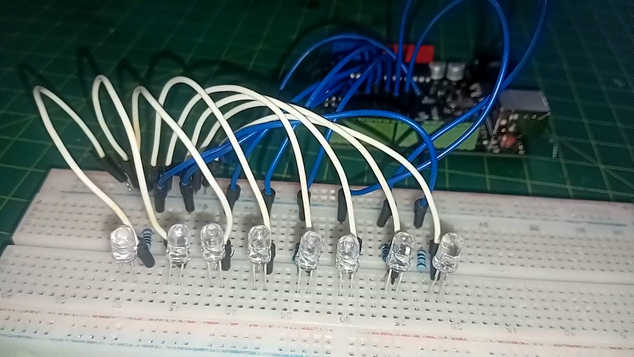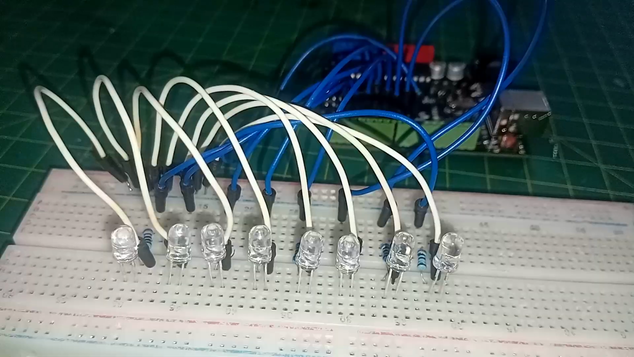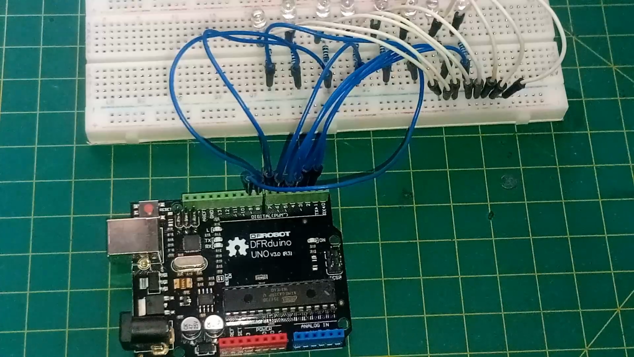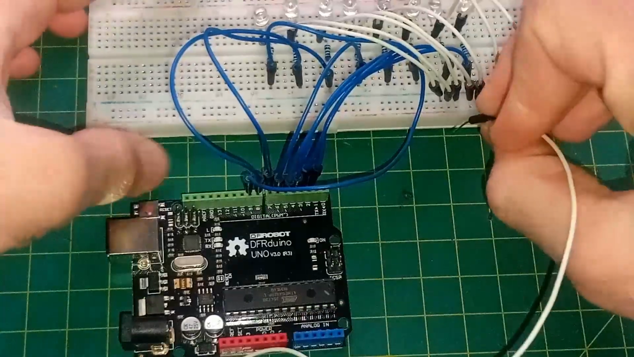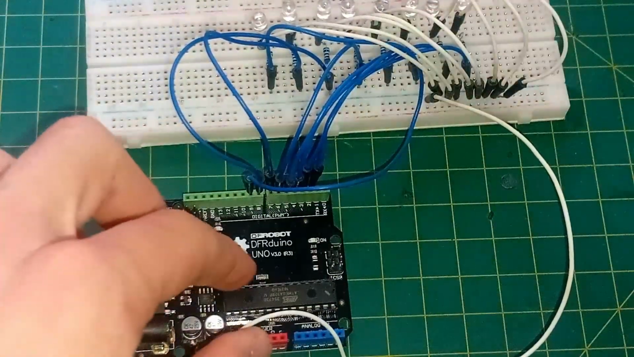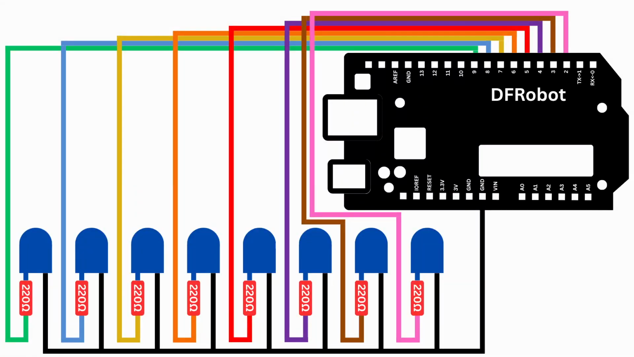Connect the cathodes, the short legs, of all LEDs to the GND rail on the breadboard. Finally, connect the GND rail of the breadboard to one of the GND pins of the Arduino. Double check your wiring according to these schematics.